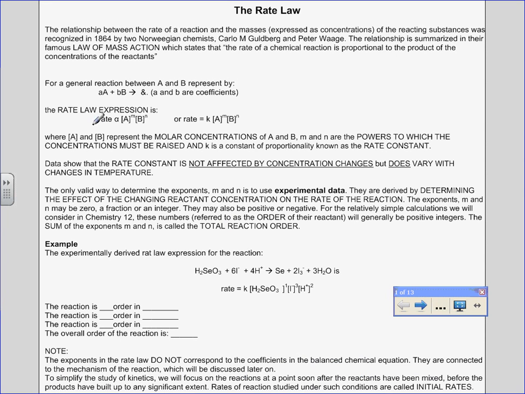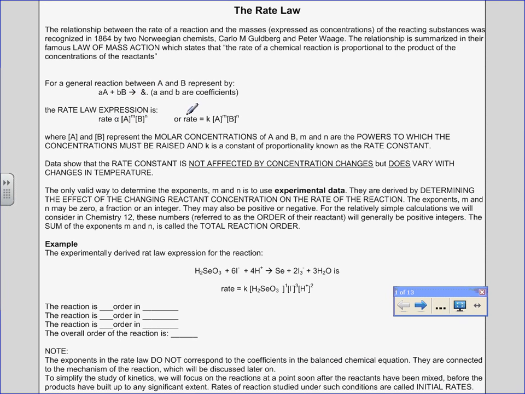We know that the rate is proportional to the concentration of the reactants in a reaction. So for example, in this reaction, A plus B going to some products, we know that the rate is going to be proportional to the concentrations of A and B. We know that it's proportional, so if we want to change that into an equation, we need to introduce a constant. And the constant that we're going to use in our rate law is lowercase k. It's called the rate constant.